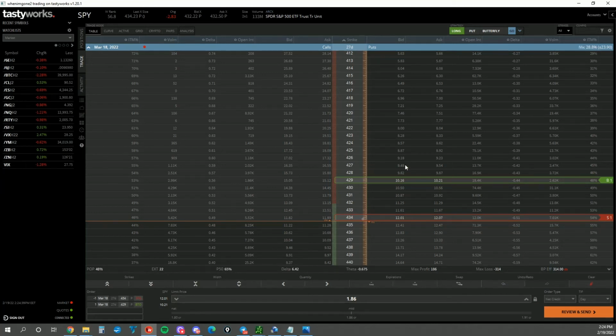or probability of profit, called here POP, of about 50%. However, this is not the case right now. We are calculating, based on implied volatility and some other factors, that the probability of profit is 48%, but you're risking $314 to make $186. So is this a good proposition for you? The answer is no.